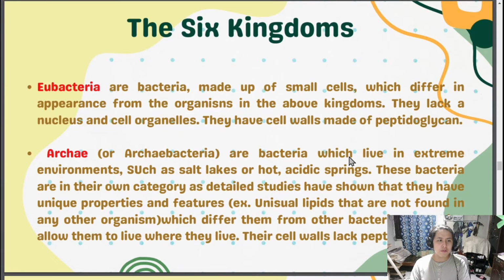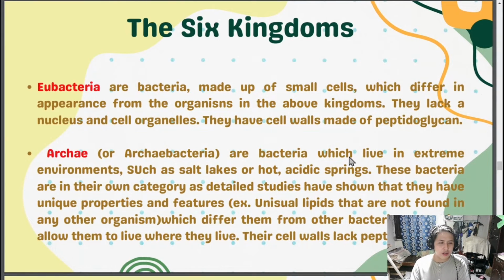So, Eobacteria. Eobacteria are bacteria made up of small cells which differ in appearance from the organism in the above kingdoms. They lack a nucleus and cell organelles. They have cell walls made of peptidoglycan. So, napaliwanag ko ito sa 3 domains.